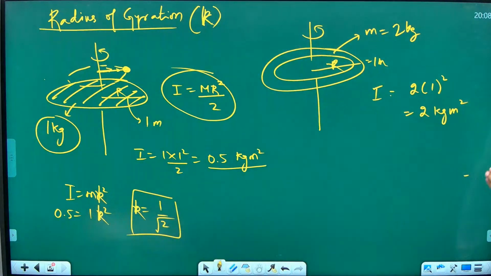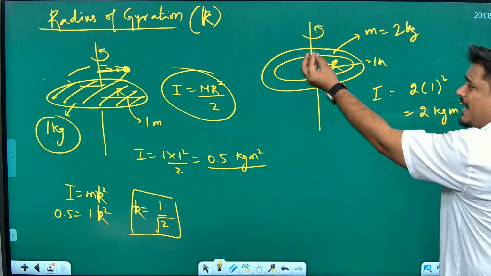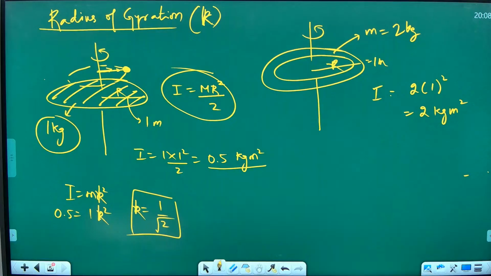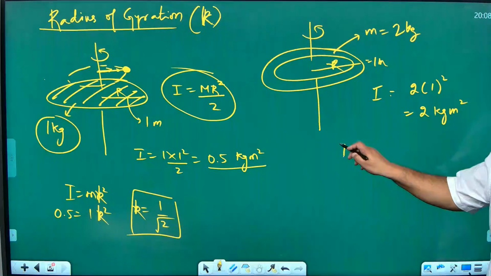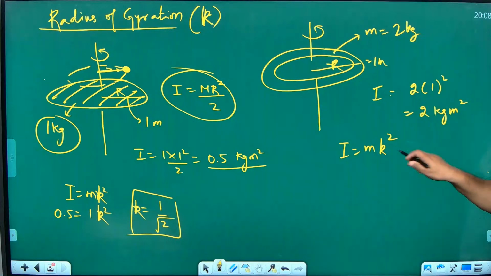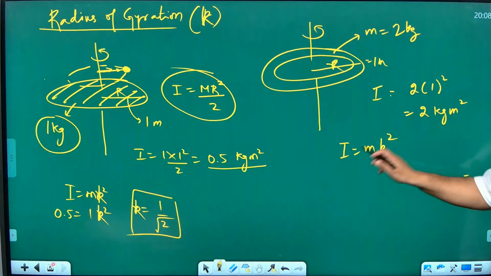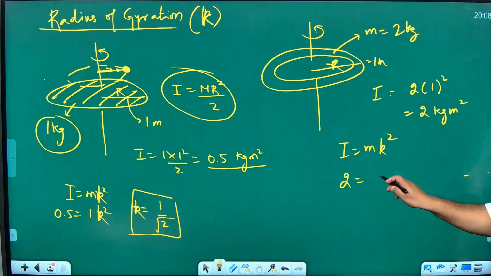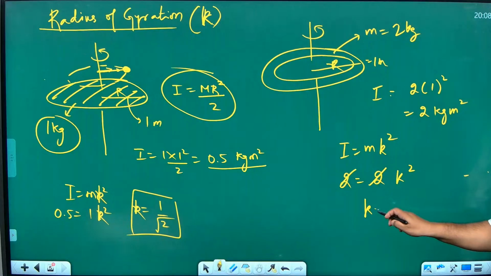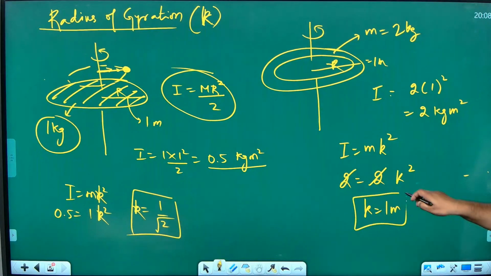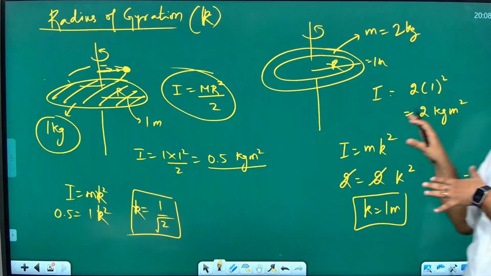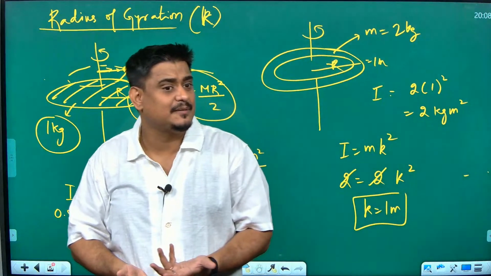I want to find where I should rotate this 2 kilogram mass so that my moment of inertia becomes the same 2 kg meter square. Isn't it? And the formula of moment of inertia is how much? Mk square, because k is the radius of gyration. So what is the value of k I want to find? Moment of inertia is 2, known to me. Mass is 2 into k square. 2 gets cancelled. Here it came as 1 meter. It means if I rotate at 1 meter, I am going to have the same moment of inertia as there is in the actual distribution of mass.